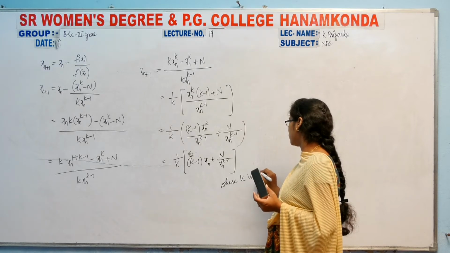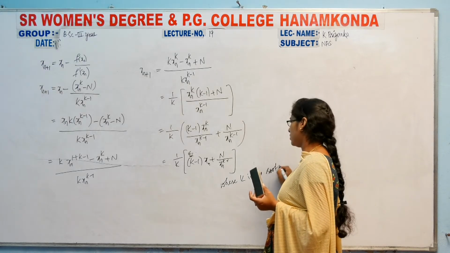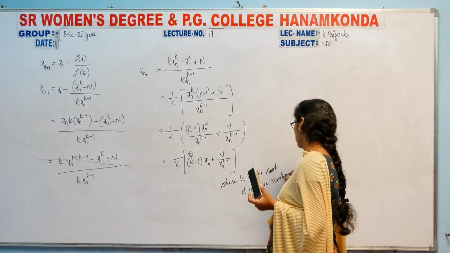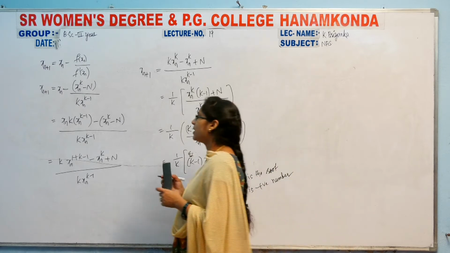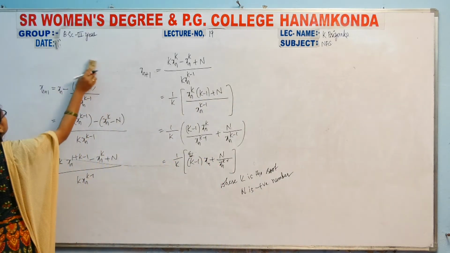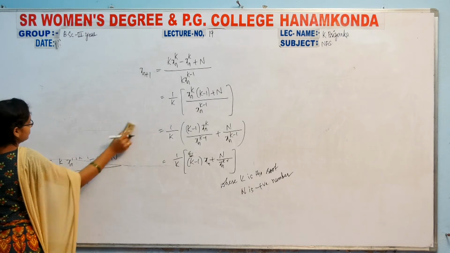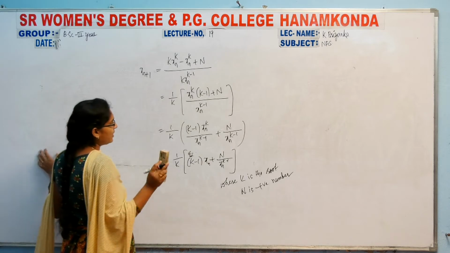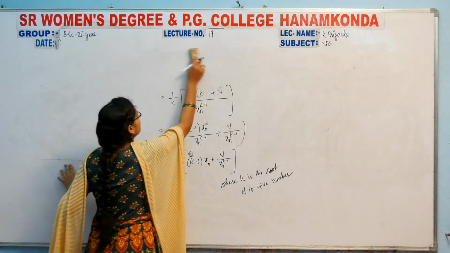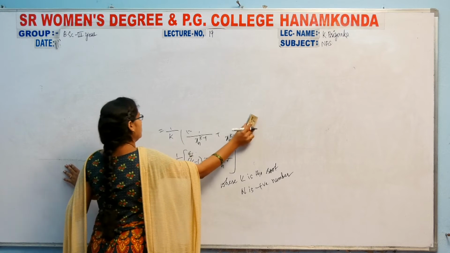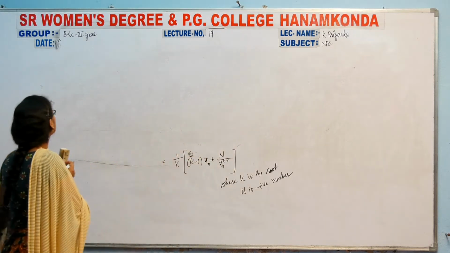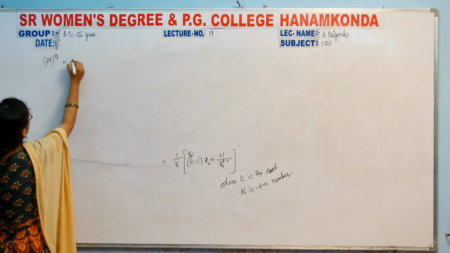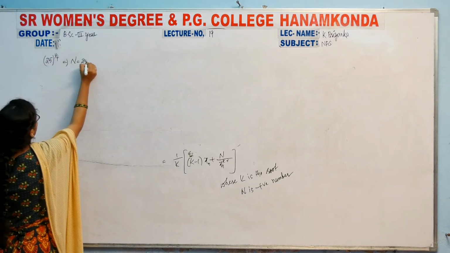Now here write down where k is the root and capital N is positive number. Okay. Now write down, for the given value 25 whole to the power of 1 by 4, what is the number? Number is capital N equal to 25.